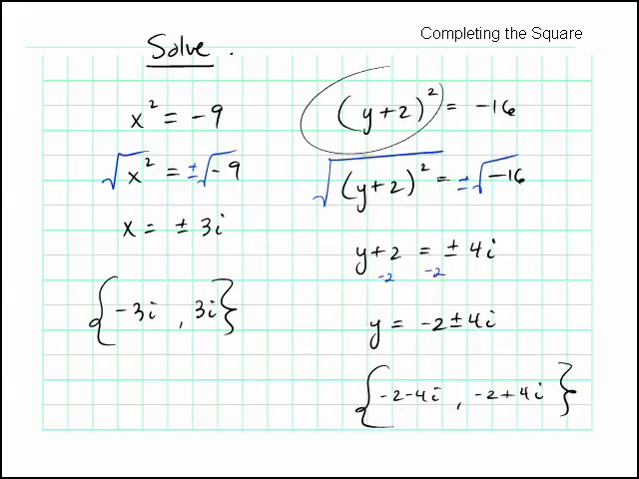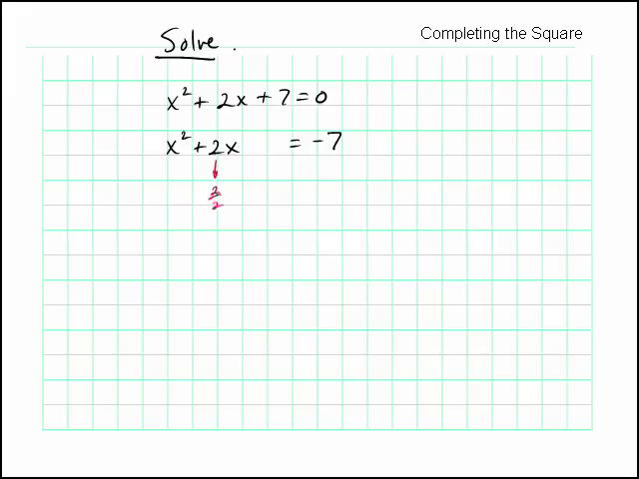Here's another one. x squared plus 2x plus 7 equals 0. Okay, I'm going to need to complete the square on this to solve using the square root property. I'm going to move the 7 over to the right side. The number that I need to complete the square, I take half of 2, which is 1, and then you square it. And so I need to add 1 to both sides of the equation.